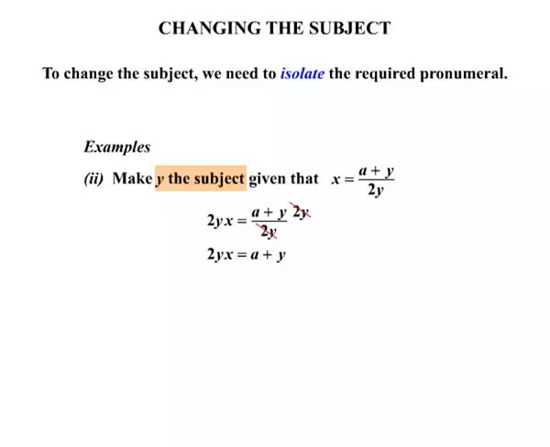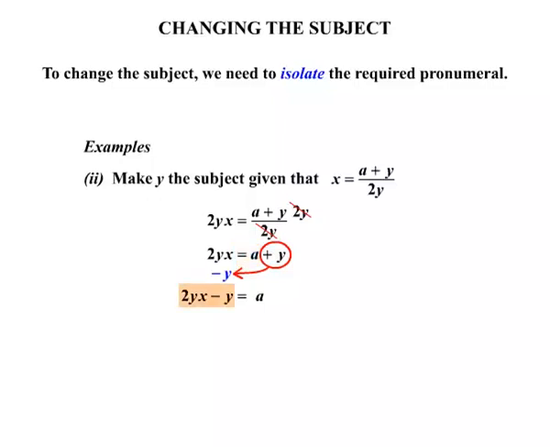Now we have to make y the subject. And we can see we have a y term there, but we also have another y term on the other side. What we need to do is bring them all together. So that plus y, we're going to bring that over. And because it's plus y on the right, when we change the side, we change the sign. It becomes a minus y. So on the left hand side we have 2yx minus y. On the right hand side it equals a.